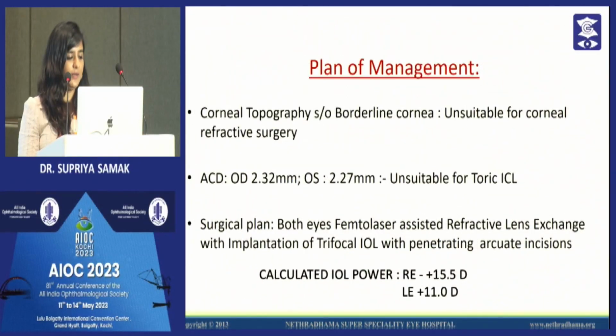And the plan of management, since the patient is unsuitable for corneal refractive surgery, ICL was considered. But the anterior chamber depth of this patient was very less, 2.32 and 2.27. So she was unsuitable for even a toric ICL. So the surgical plan for both eyes was femto-assisted refractive lens exchange with implantation of a trifocal IOL with arcuate incision. So the calculated IOL power for the right eye was 15.5, left eye was 11.